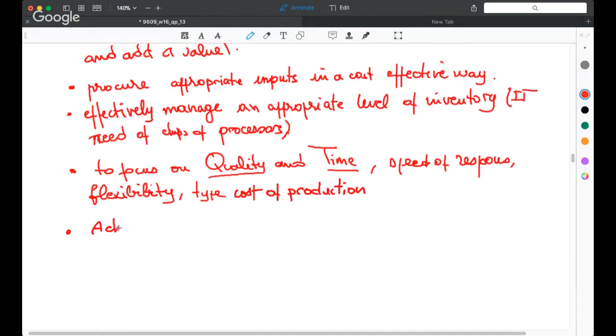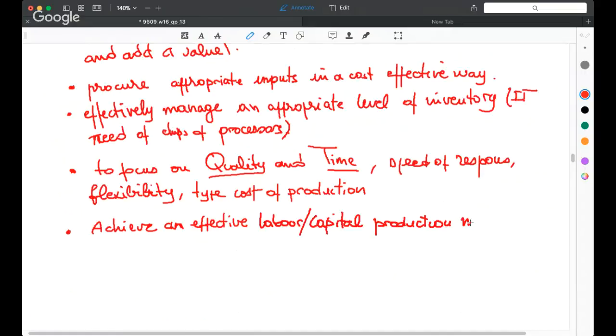So achieve an effective labor capital production mix. It means that you have to have the right labor with the right capital.